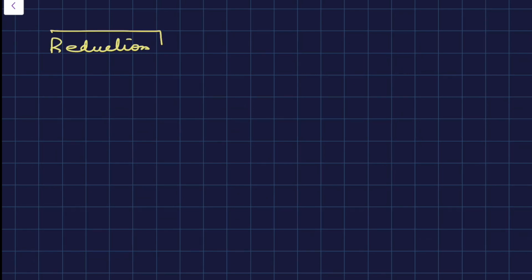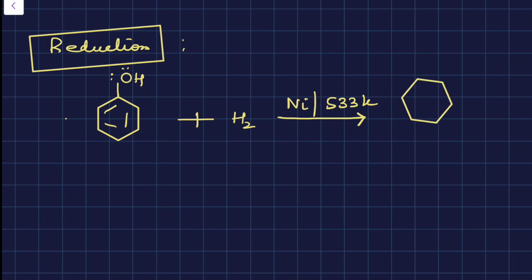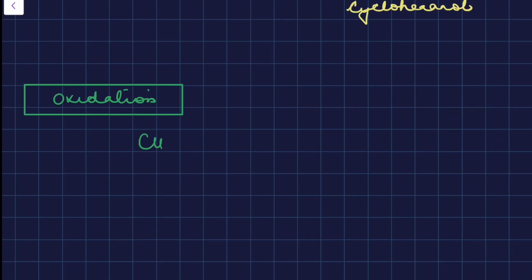Reduction. As we all know, it is very difficult to reduce the benzene ring. So when phenol undergoes reduction in the presence of nickel and a very high temperature of about 533 Kelvin, the benzene ring reduces. All the double bonds get reduced, and we have cyclohexanol, right? So we will have one H here, one H here, one H here, one H here, all double bonds gone, and this is nothing but cyclohexanol.